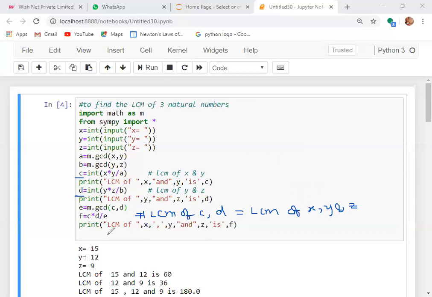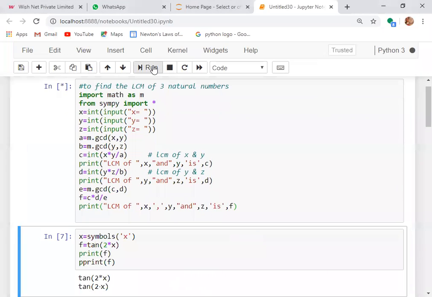So how is it written? The LCM will be printed out. X means we have to print out all the three input numbers. So that's why we have written X with a space, then Y, and we print out the word AND, then Z, then F. F means the LCM. So let's run that program and find out what will be the answer.